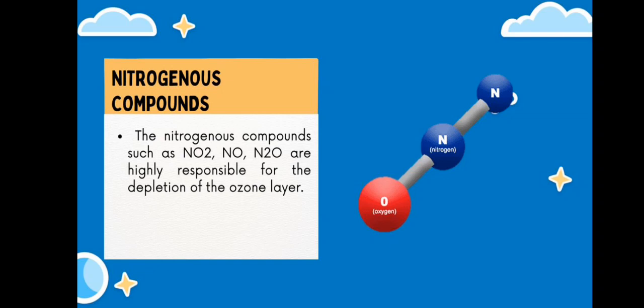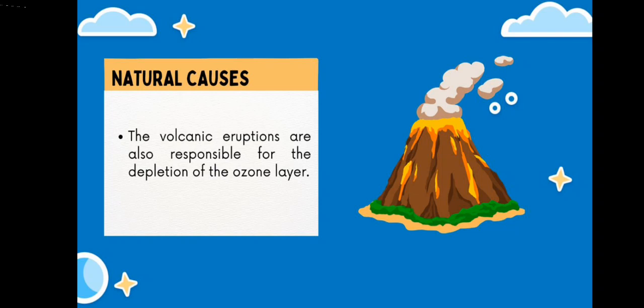of the ozone layer. Natural causes, yes, even nature harms the ozone, but not all of it. For example, volcanic eruptions, as they are responsible for emitting harmful gaseous content when erupting, contributing to ozone layer depletion.